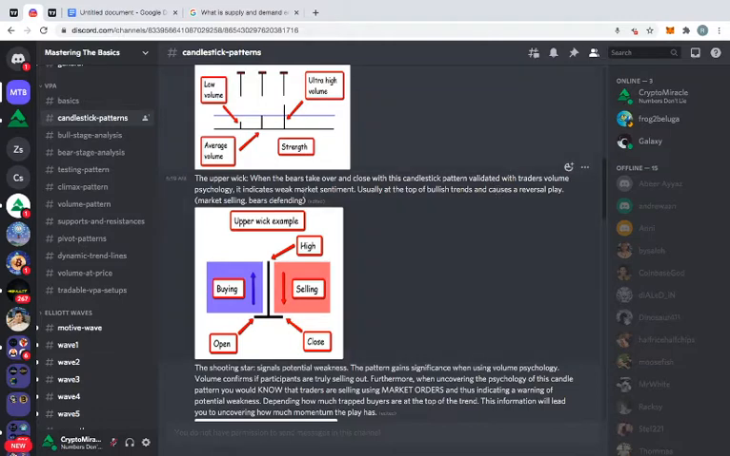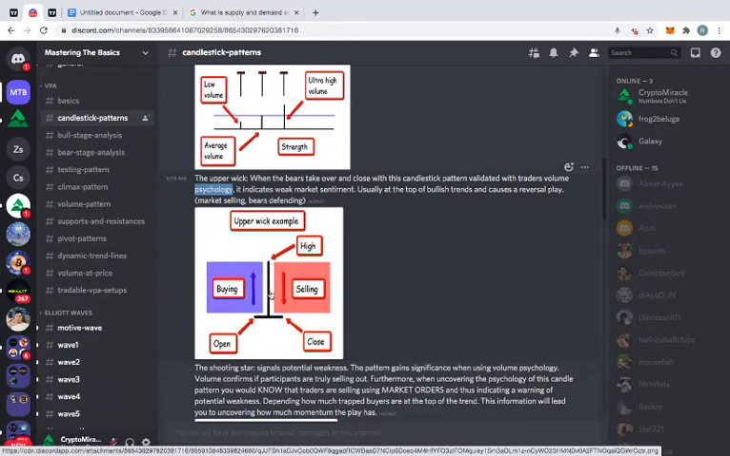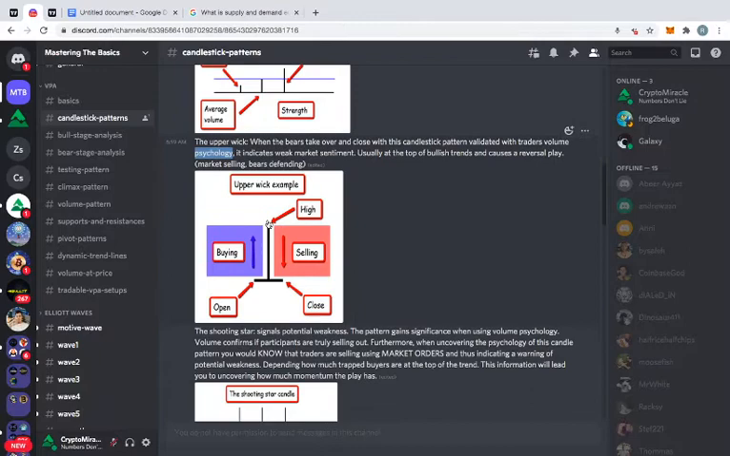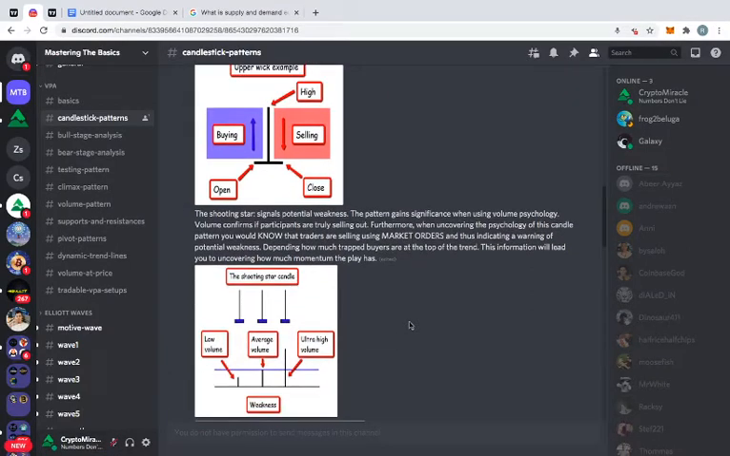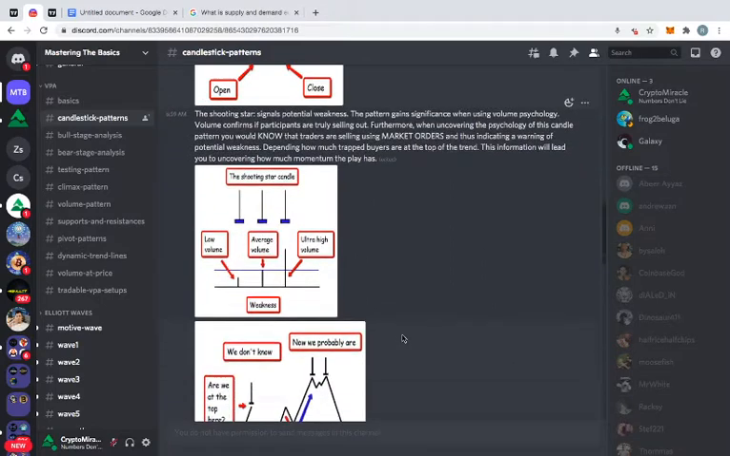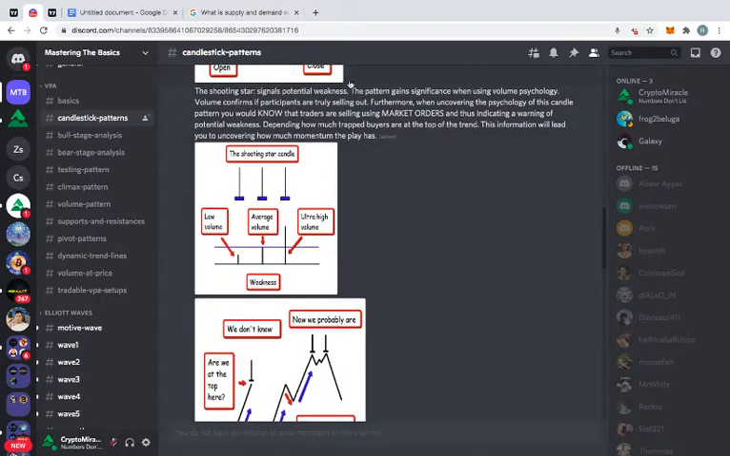So the upper wick is when the bears take over and close the candlestick, validated with trading volume. The psychology indicates weak market sentiment, usually at the top of a bullish trend causing a reversal play. They're selling on market, they're selling on the order book, whoever's willing to take it, and that causes the price to go down because they're selling on any order. So the shooting stars, the next idea here, the shooting star signals potential weakness.